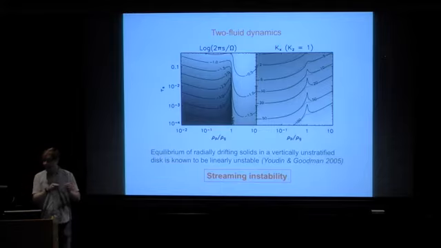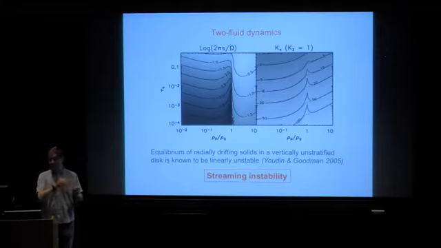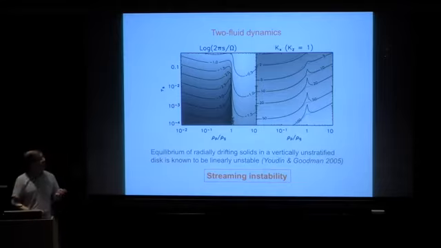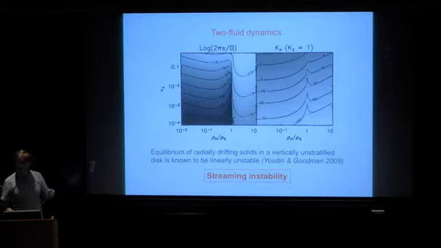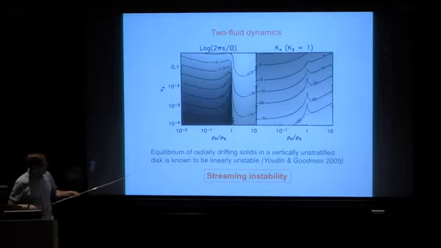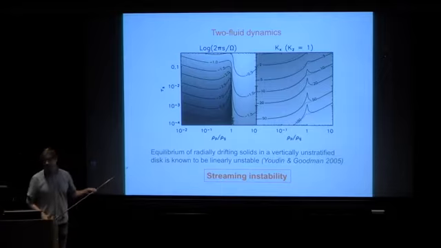So there's a drag force, and that causes the solids to move globally inwards through the gas. To conserve angular momentum, the gas must be moving outwards as the solids move inwards. So that's a well-defined equilibrium state, and you can study its stability. And it was found now almost 15 years ago that this situation is linearly unstable, and that's known as the streaming instability in this context of protoplanetary disk dynamics.